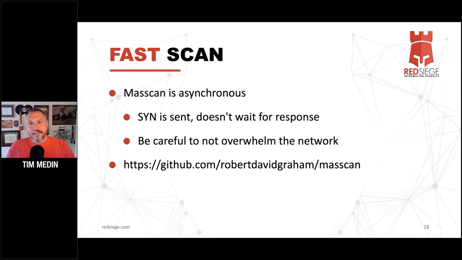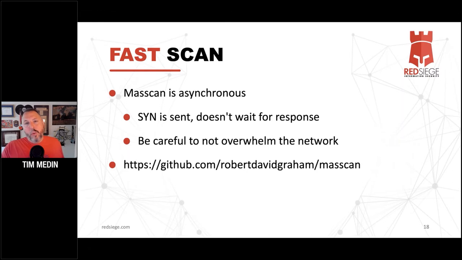Now, if we want to go fast, we've got plenty of tools out there. My personal favorite is Masscan. Masscan is asynchronous. What that means is it's going to send SYN packets and then not care about the responses. For example, if I open up my browser and I try to go to a website, it's going to send a SYN packet and then wait for the response.